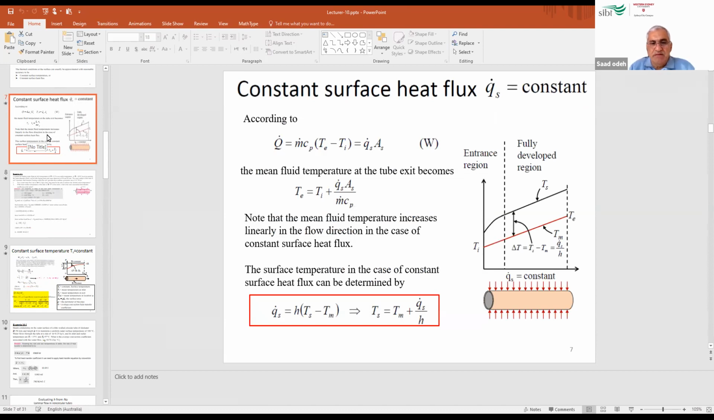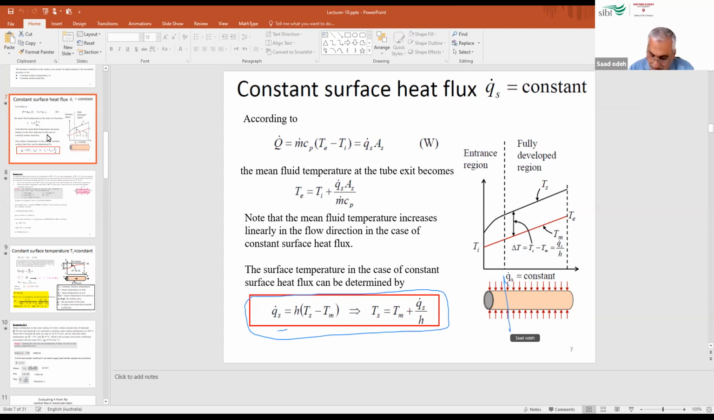So this is the case where we have constant surface heat flux, and we said that in case we have constant heat flux, we easily apply Newton's law, which is the equation in the red frame here. This is Newton's law, describing the heat flux equal to h, the heat transfer coefficient, multiplied by Ts minus Tm, the fluid temperature. Tm is the average fluid temperature at any section of the pipe.